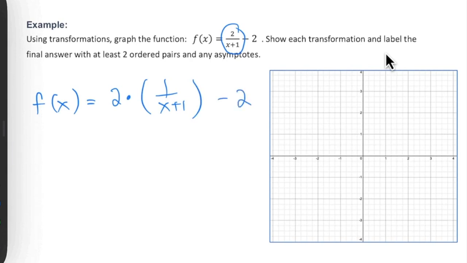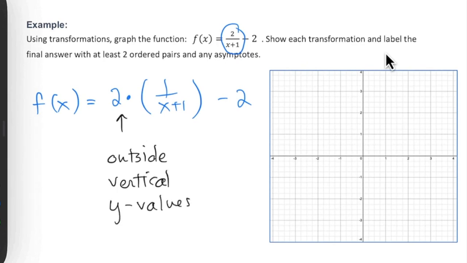And if we rewrite it in this way, it's a little bit easier to see that this 2 is on the outside, which is going to imply that it's a vertical transformation, and specifically it's going to be a vertical stretch where we manipulate the y values of the ordered pairs in a logical way. So we're going to be multiplying each y value by 2.